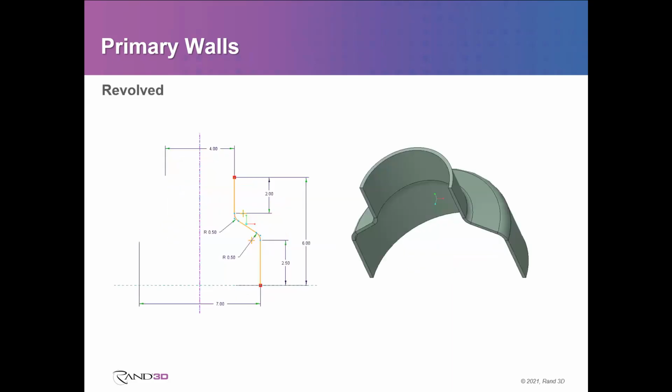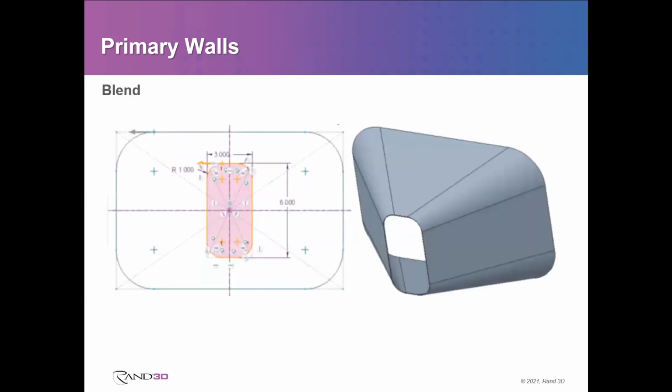You can also do revolve walls. Just take that section and rotate it around to build it. That would also be available to you. You could also do a blended wall. Here they've got multiple sections. They're going to start at a large rectangle and blend to a smaller one to create the wall. It would work almost identical to a regular solid blend, but it's just going to build a Sheetmetal wall instead.